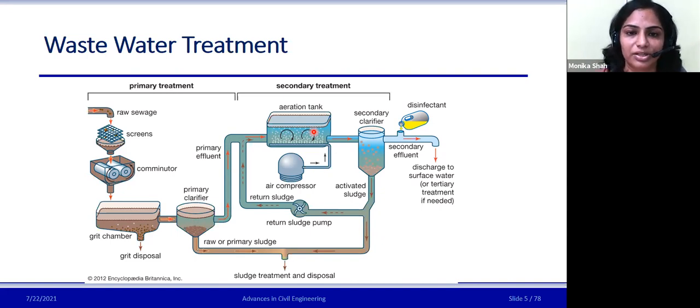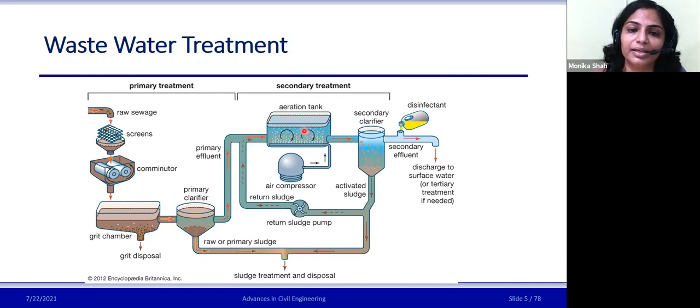There are different types of biological treatments available. The general and versatile biological treatment is the activated sludge process, which is provided as an aeration tank. In this aeration tank, we provide excess air through the air compressor so that the dissolved oxygen is maintained and the microorganisms can grow very easily. The effluent coming from the primary clarifier enters the aeration tank, where they start consuming the organic matter present.